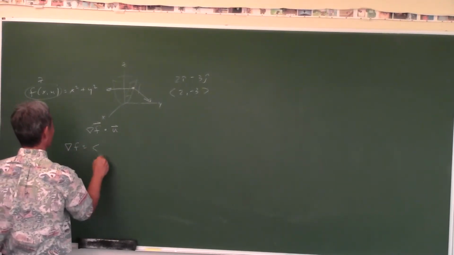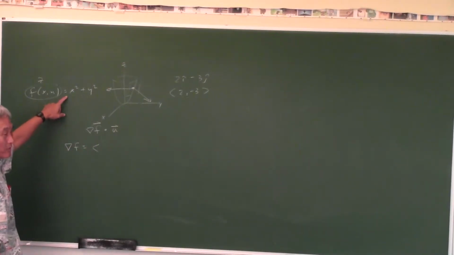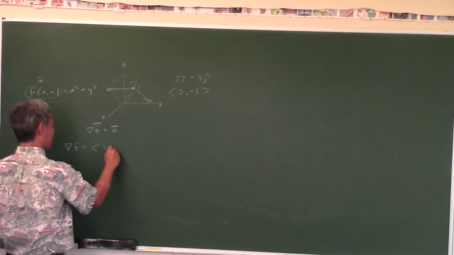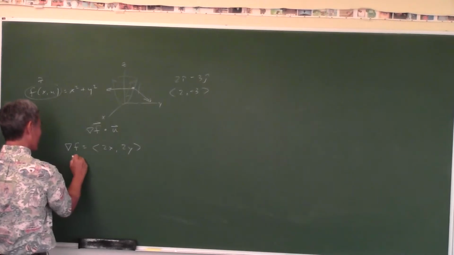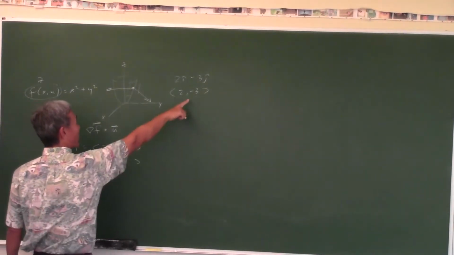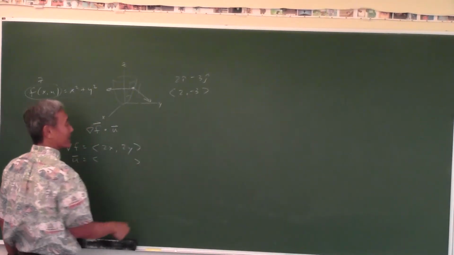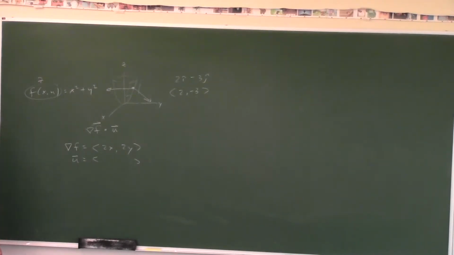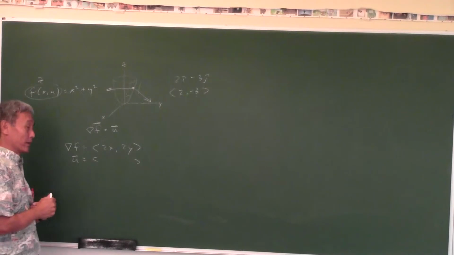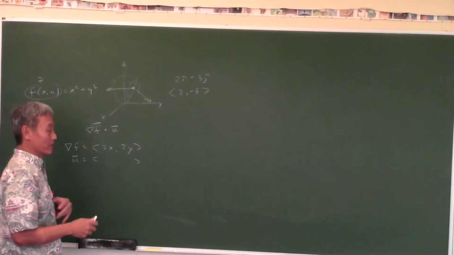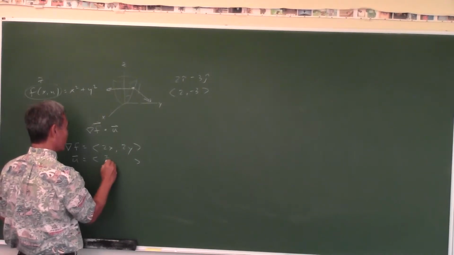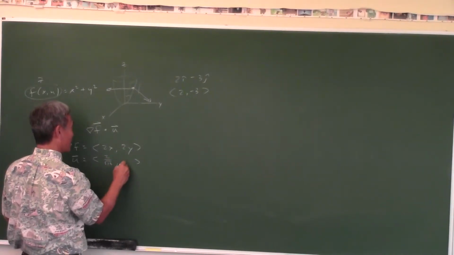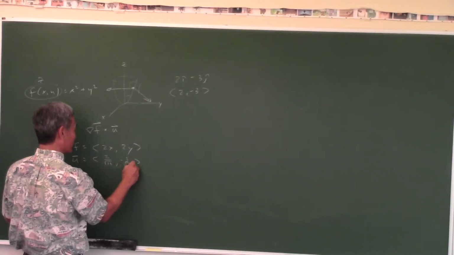What is the gradient here? What is the partial with respect to x? 2x. What's the partial with respect to y? That's simple. And then what is u? What is the unit vector that points in this direction? Well, what's the length of that vector? Root 13. So if the length of this vector is root 13, what can I do to make it have a length of 1? Multiply it by 1 over root 13. So 2 over root 13, comma, negative 3 over root 13.